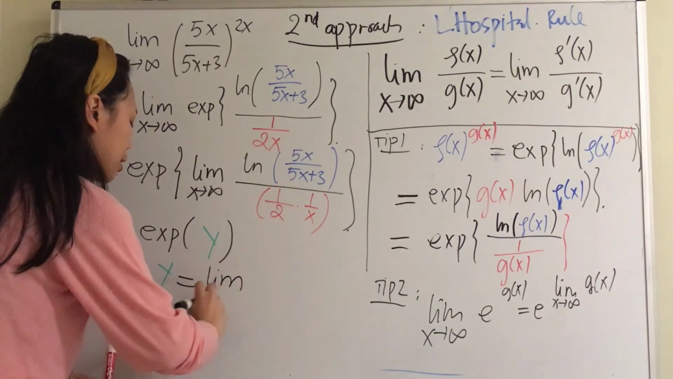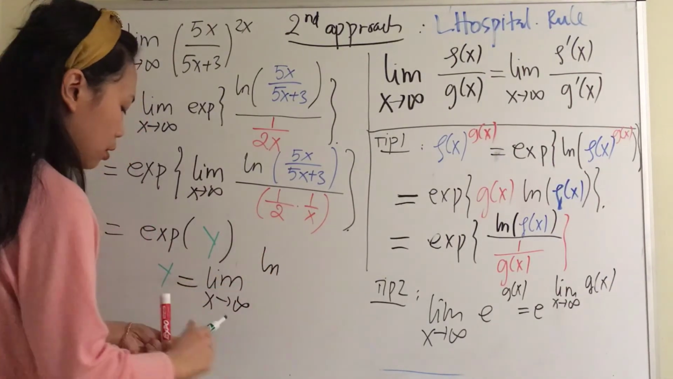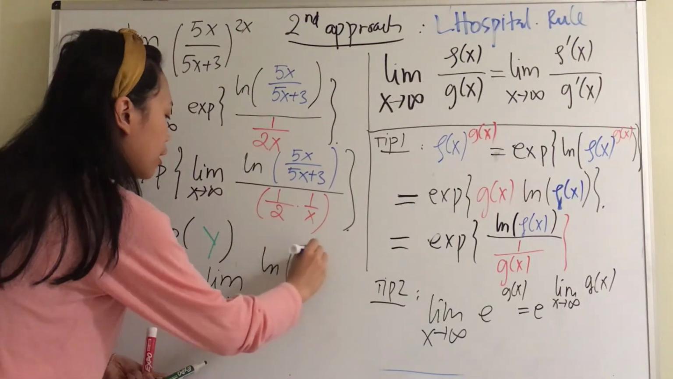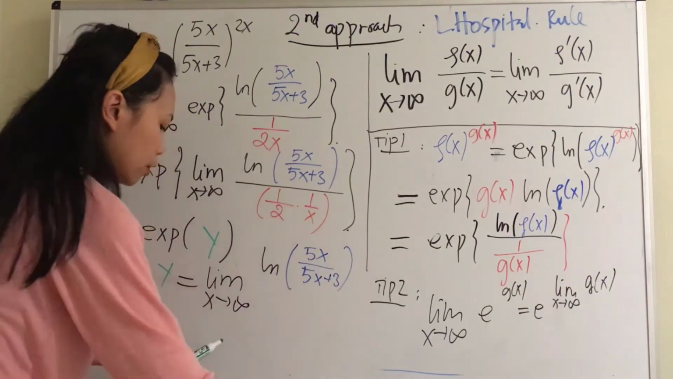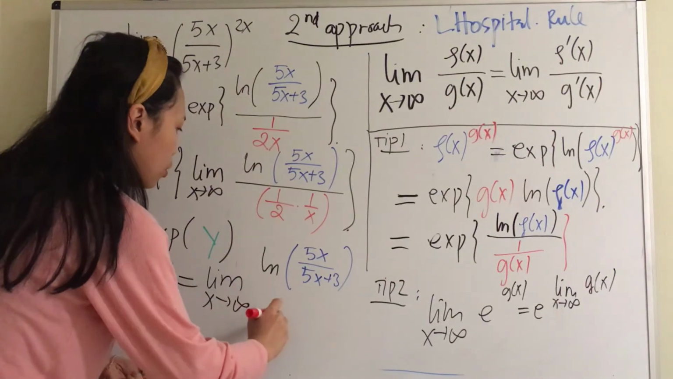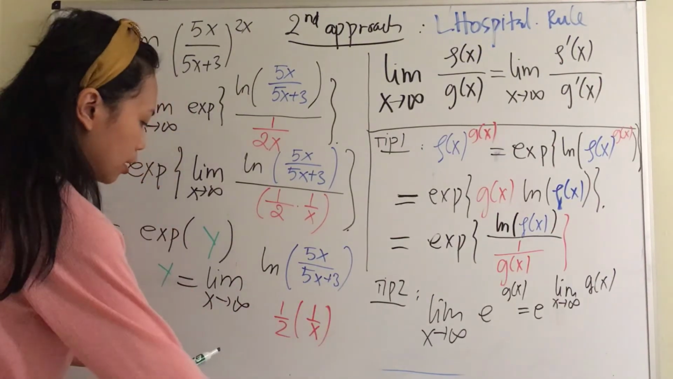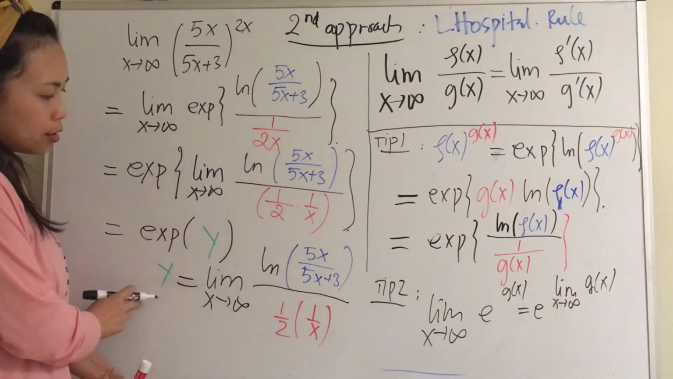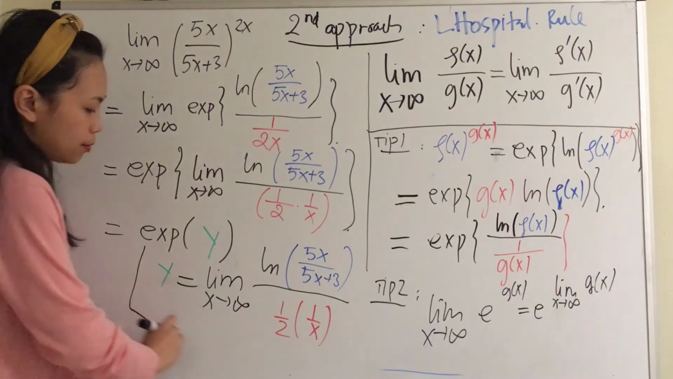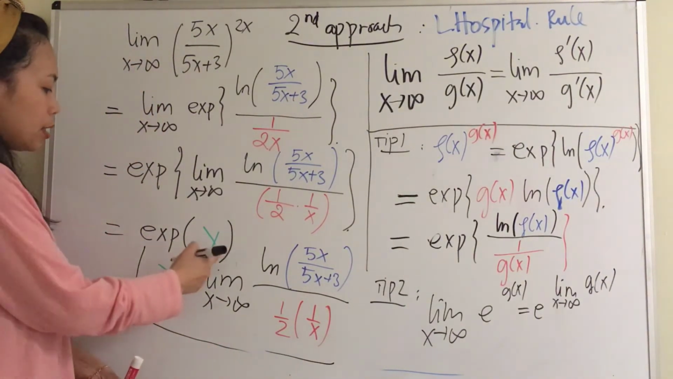the limit as x approaches infinity of natural log of 5x over 5x plus 3 over 1/2 times 1 over x. You see that? And I'm going to use a quotient here. This is y. See it? This is y. Right. So we want to find e to the y.